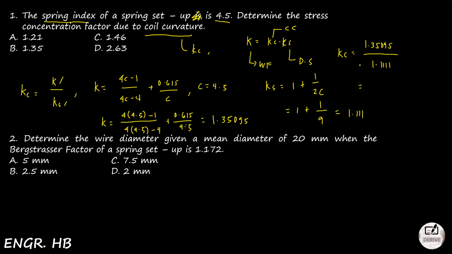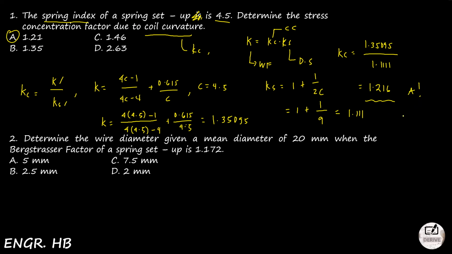Teka lang. 4C minus 1, 4C minus 4, 0.615 answer. So that was divided by 1 plus 1 over 2. Okay, so the answer is 1.216. Tama ba? Okay, so the answer is 1.216. So meron ba tayong 1.216 here? So ang pinakamalapit is of course letter A. So the answer is letter A.